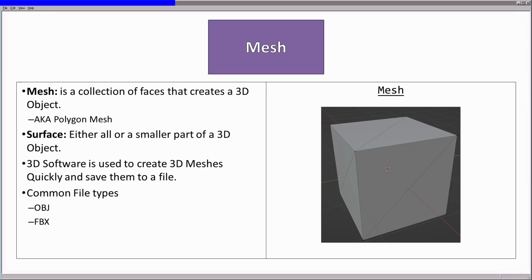A mesh is a collection of faces that create a 3D object. In other words, it is called a polygon mesh. A surface is either all or a smaller part of a 3D object. 3D software is used to create 3D meshes quickly and save them to a file. Commonly their file formats are OBJ and FBX.